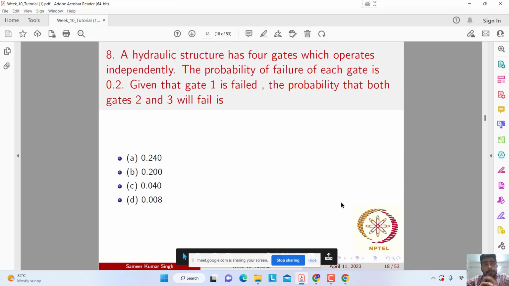Anyone got the answer? Okay, Minas, you can explain how you solve it.